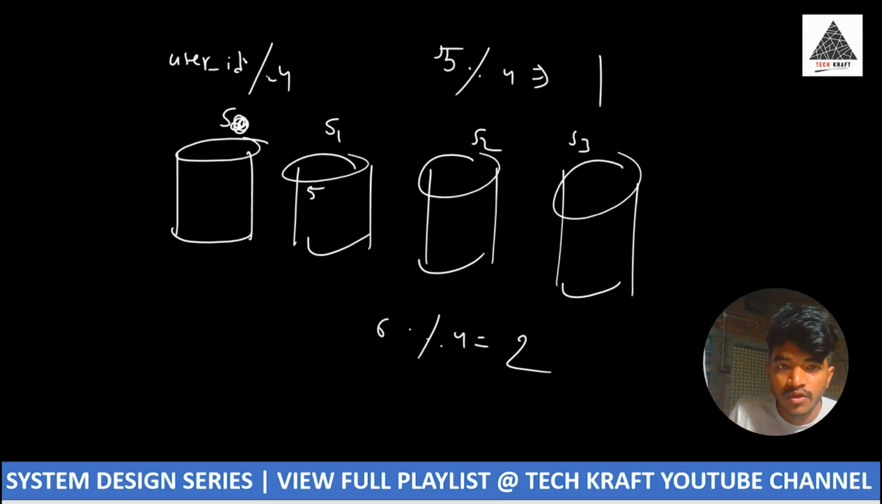The possible remainders for 4 are 0, 1, 2, 3 only. For n, the possible remainders are 0 to n minus 1. So for 4 shards, the possible remainders are 0, 1, 2, 3 only.